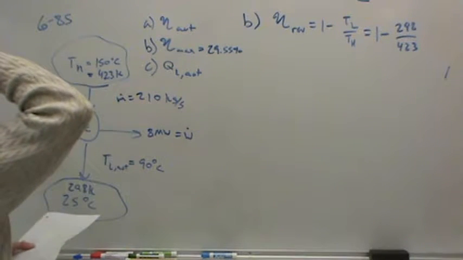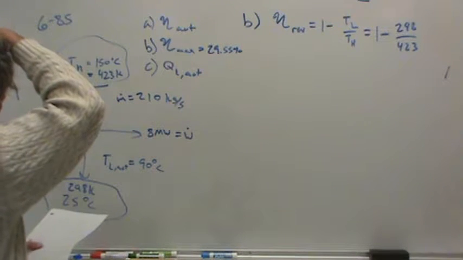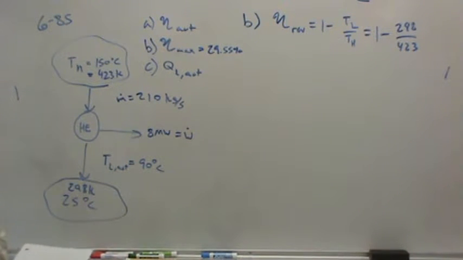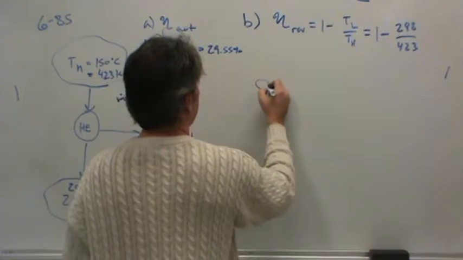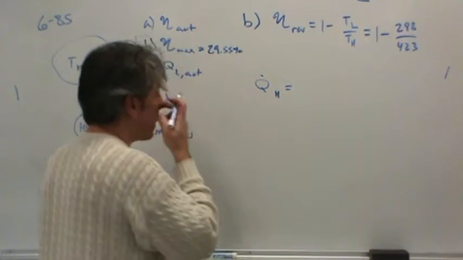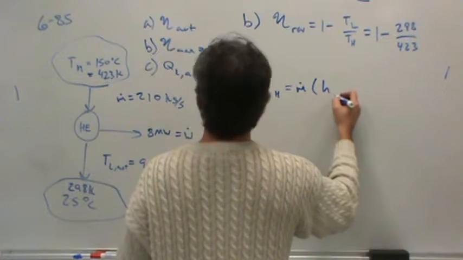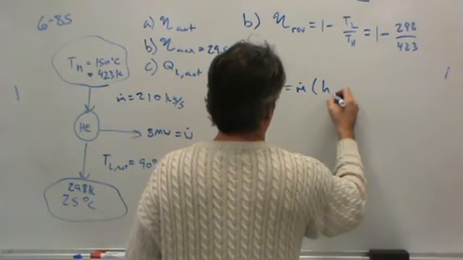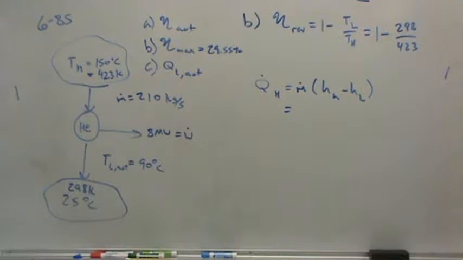Now, let's think about this. I'm trying to think of a better way to do this, because the way I did it before always confuses students. The actual heat transfer rate from the geothermal water can be computed, right? Q dot H is actually the mass flow rate of that water times the enthalpy change. So let's say H high minus H low. Now normally, since we're talking about geothermal water, we're just talking about a temperature change.